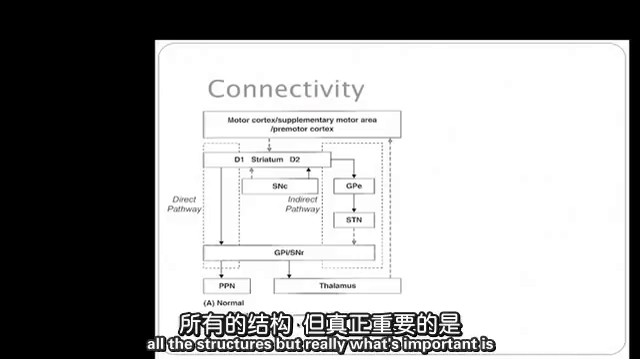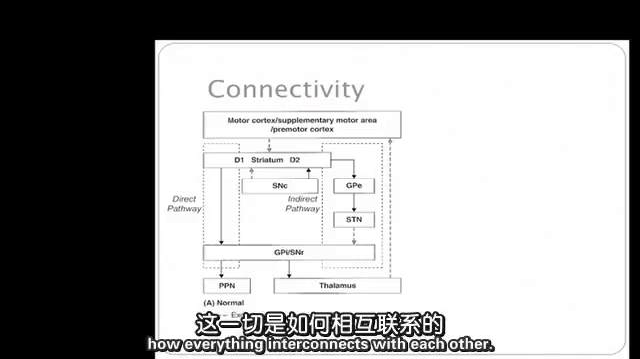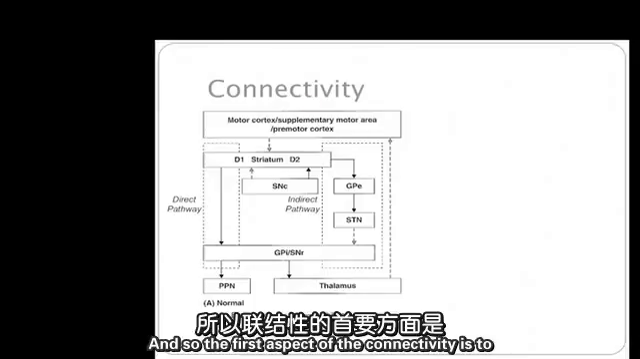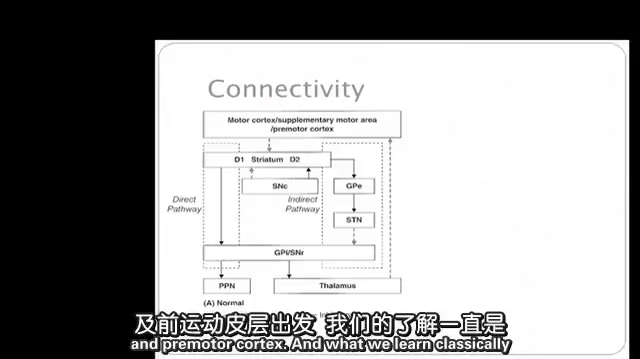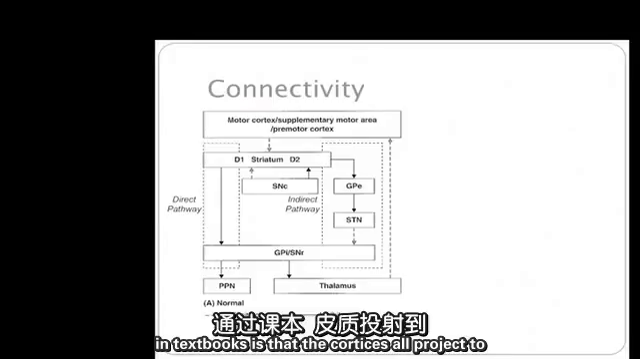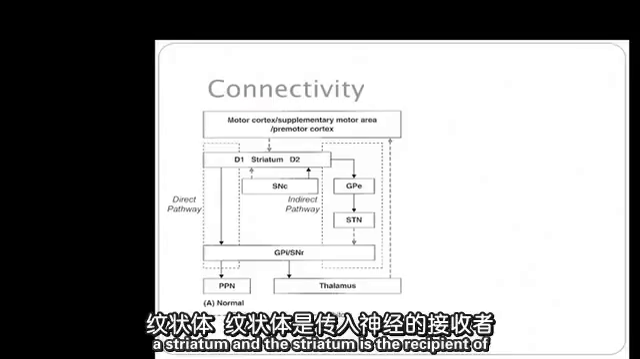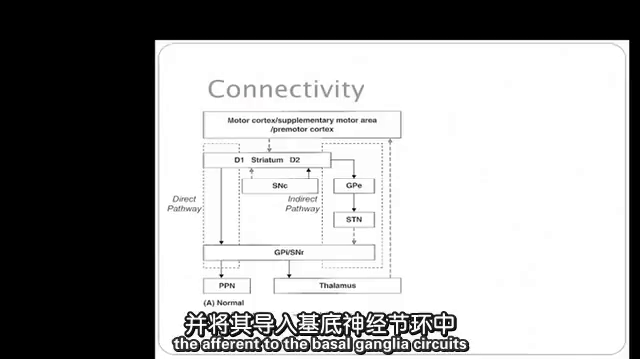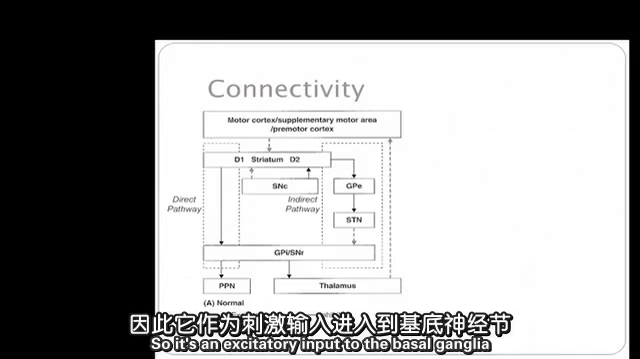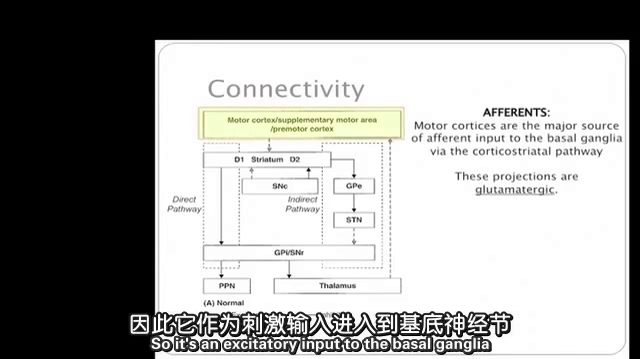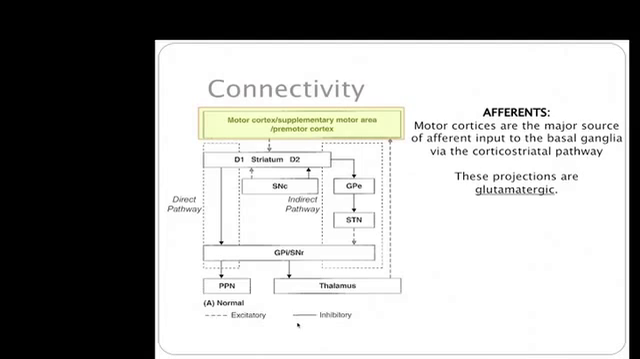but really what's important is how everything interconnects with each other. And so the first aspect of the connectivity is to understand what the afferents are to this subcortical loop. And the afferents are those from the motor cortex, supplementary motor area, and premotor cortex. And what we learn classically in textbooks is that the cortices all project to the striatum, and the striatum is the recipient of the afferents to the basal ganglia circuits, and these are glutamatergic in nature. So it's an excitatory input to the basal ganglia or subcortical circuits.